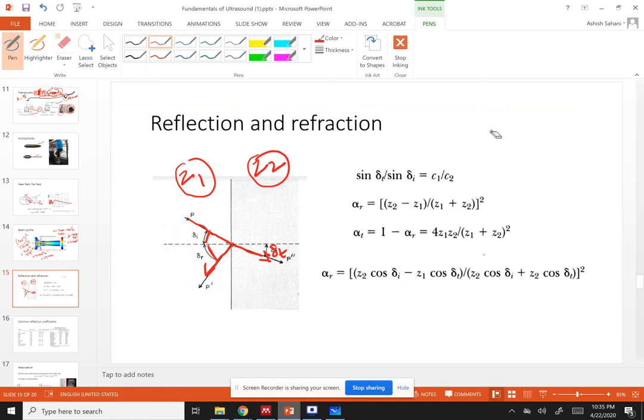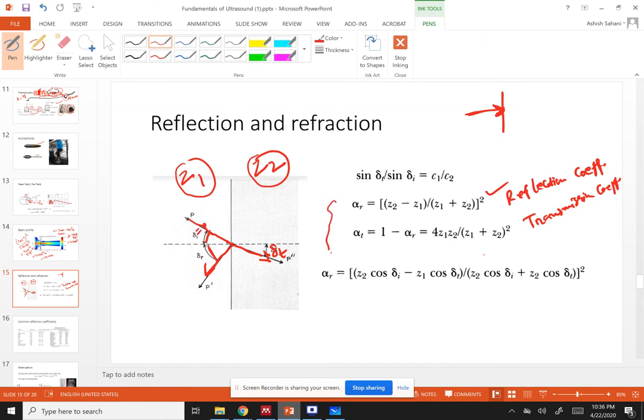Then there are two coefficients which are important to remember. One is the reflection coefficient and the other one is the transmission coefficient. The calculation of the reflection coefficient is given by this formula. If the angle of incidence is 0, then the reflection and transmission coefficients are given by this formula. Angle of incidence 0 means the sound is getting incident perpendicular to the surface. So the angle of incidence delta I is equal to 0.